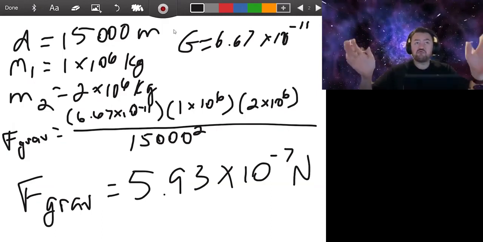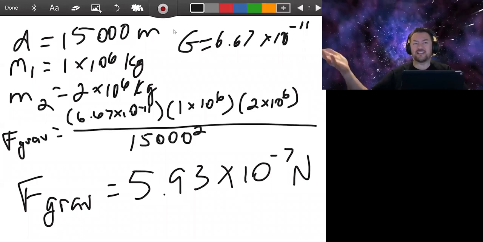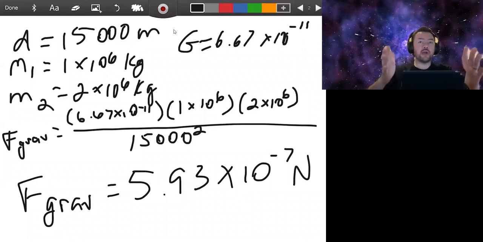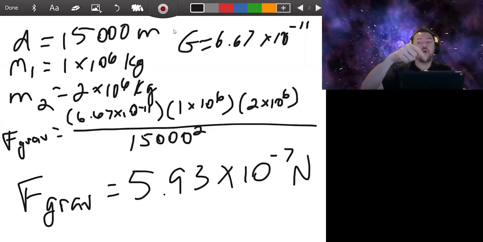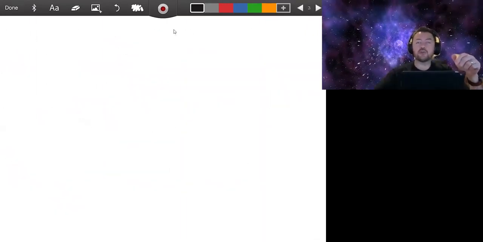So I got these massive objects. It's 1 million kilograms, but they're really, really far away. So the gravitational force between them is going to be really, really small. And that's the first problem. Let's go to the second problem.